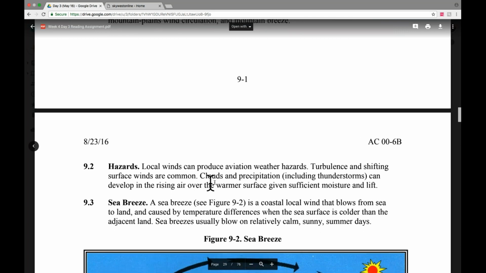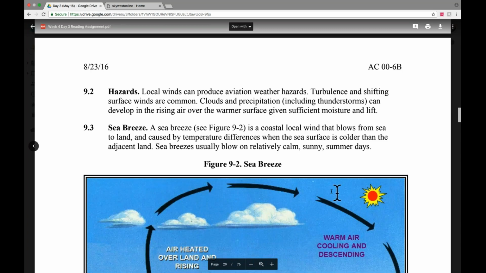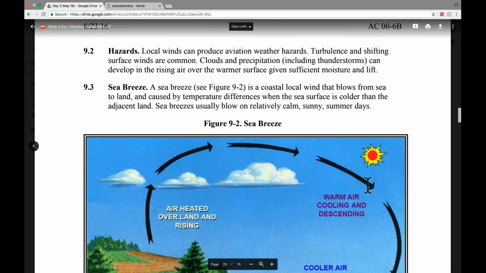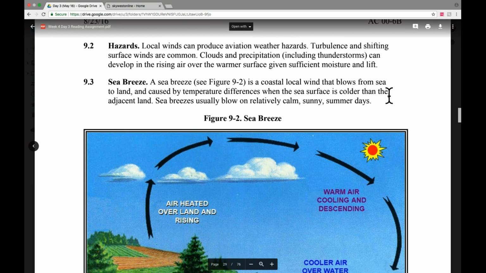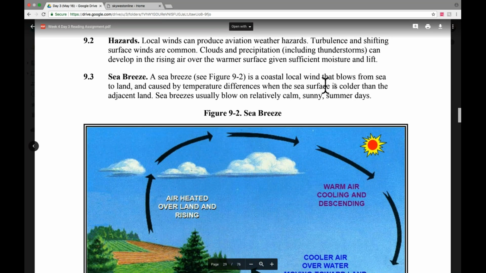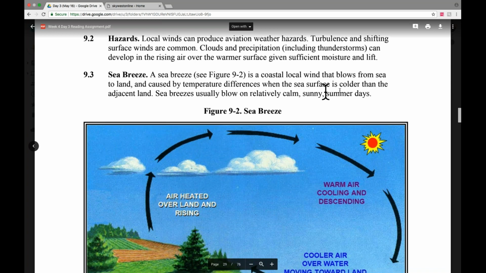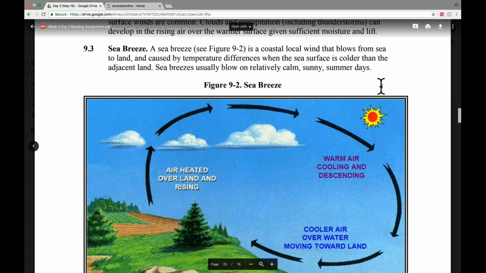So, like I said before, clouds and precipitation, including thunderstorms, can develop in the rising air over the warmer surface given sufficient moisture. So sea breeze, let's talk about what sea breeze is. Sea breeze is a coastal local wind that blows from the sea to the land, caused by the temperature differences when the sea surface is colder than the adjacent land. These sea breezes usually blow on relatively calm, sunny summer days.